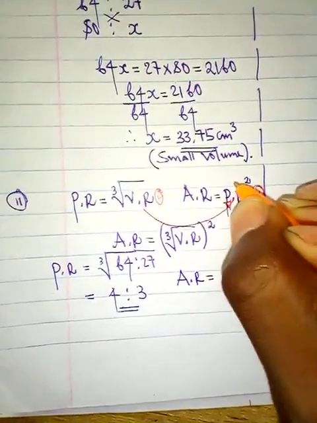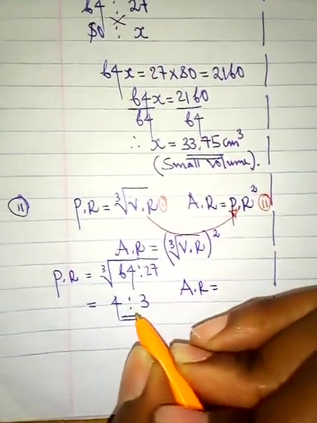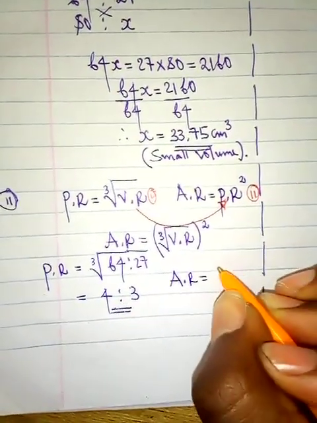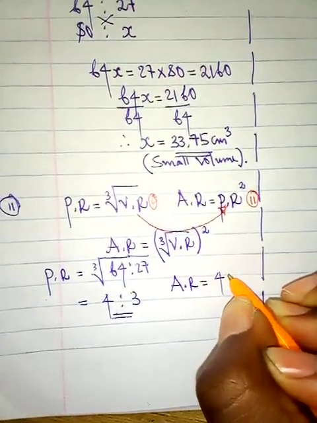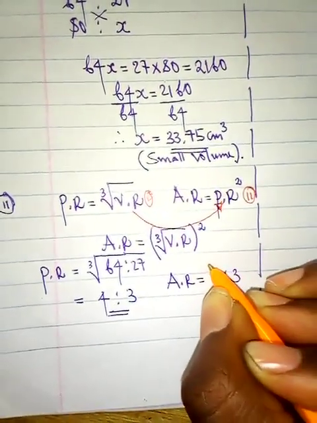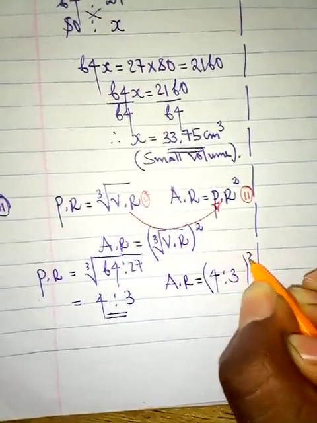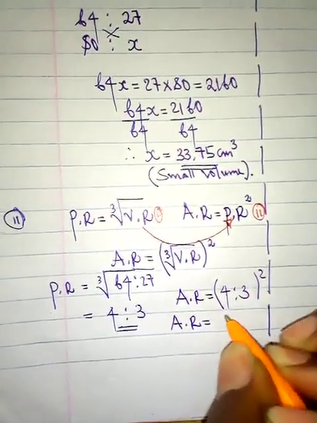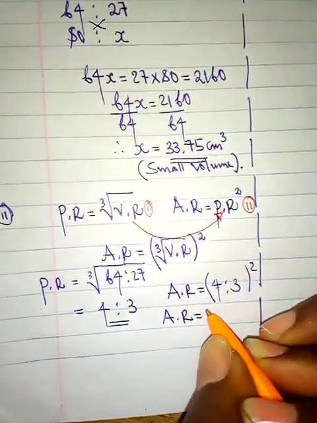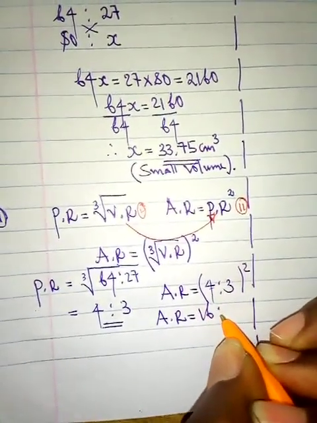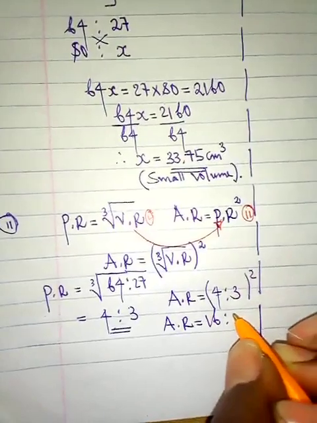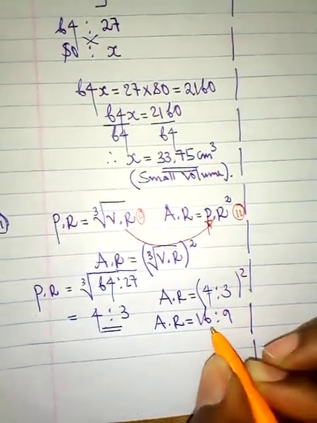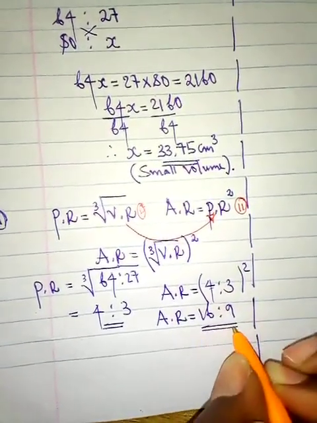Remember, we said that this is perimeter ratio squared, right? And your perimeter ratio is just 4 to 3. So this is just going to be 4 to 3 squared. So your area ratio is just going to be 4 squared, the answer is going to be 16. 3 squared, the answer is just going to be 9. That's going to be your area ratio.